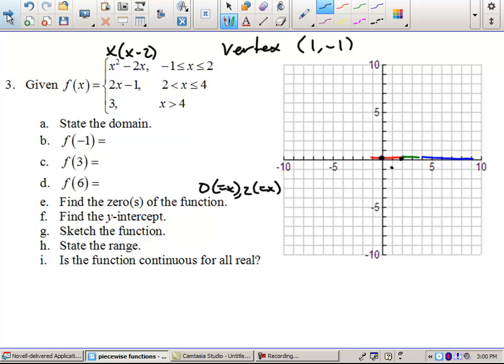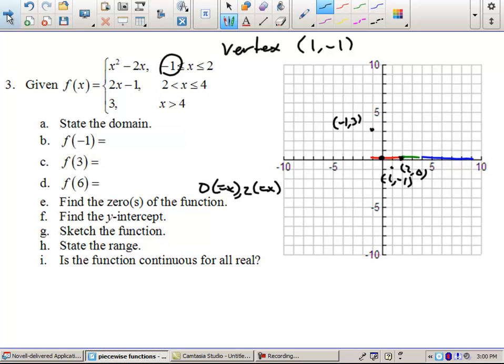Now I've already got one of the endpoints of this function, I see, is the point 2, 0. I'm going to go ahead and label 2, 0. I'm going to go ahead and label 1, negative 1. However, the other side of this function begins at negative 1. So let me plug negative 1 into the formula. Negative 1 squared is negative 1 times negative 1, which is 1, minus 2 times negative 1 is plus 2. And so at negative 1, I'm going to get a value of 3.